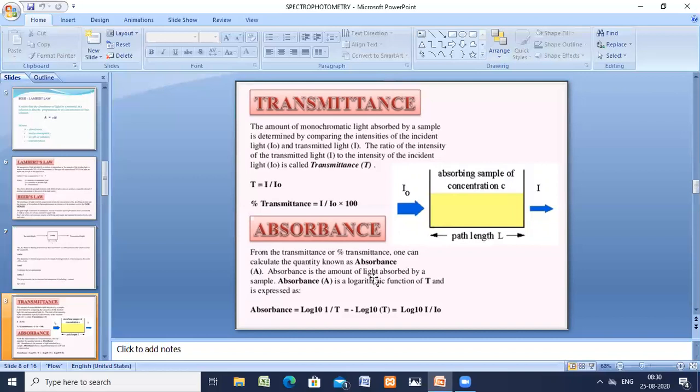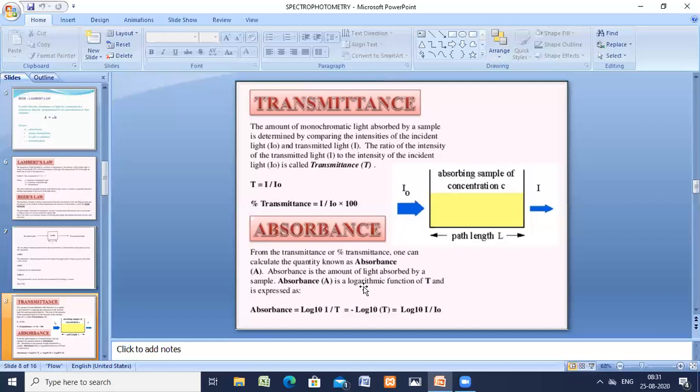From transmittance or percent transmittance, we can calculate the quantity of the absorbance. Absorbance is the amount of light absorbed by the sample. Absorbance is a logarithmic function of T and it is expressed as absorbance is equal to log 10 1 by T. So 1 by T can be given by minus log 10 T. This is equal to log 10 of I by I0.